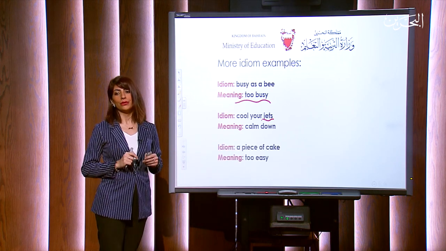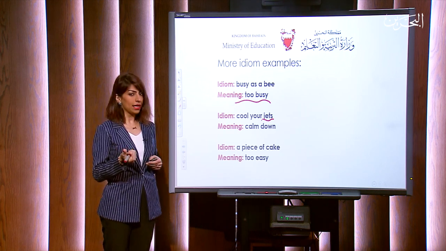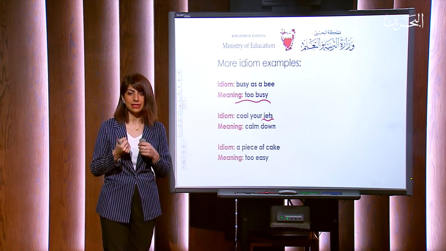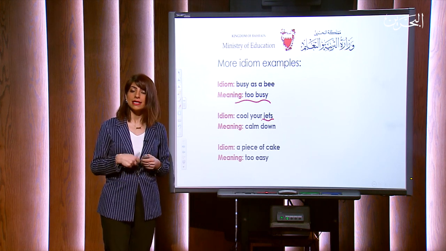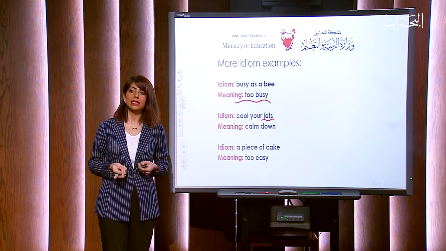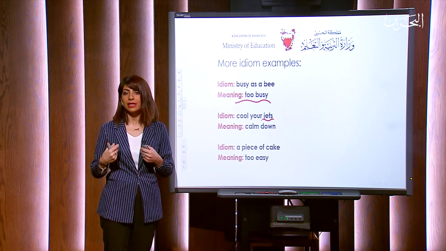Let's move to the third one, which is commonly used. A piece of cake, which means too easy. For example, I'll ask you, how was the test? Instead of saying that it was too easy, you could say it was a piece of cake, which determines how easy it was.